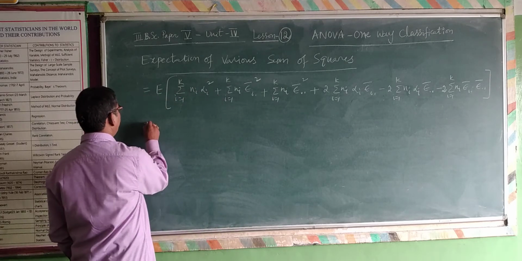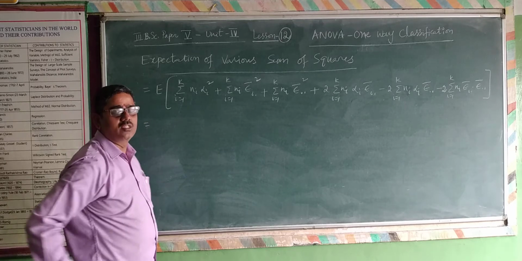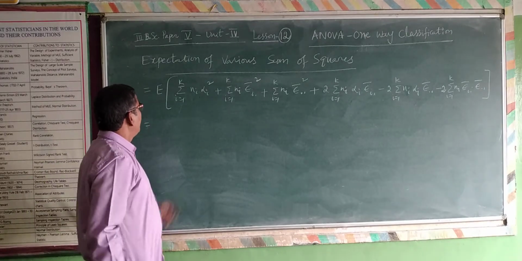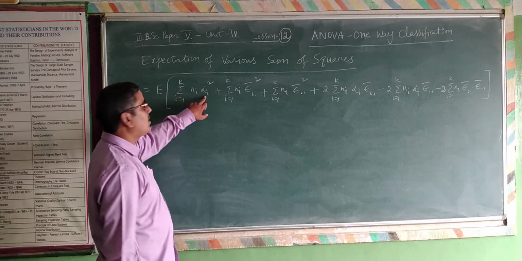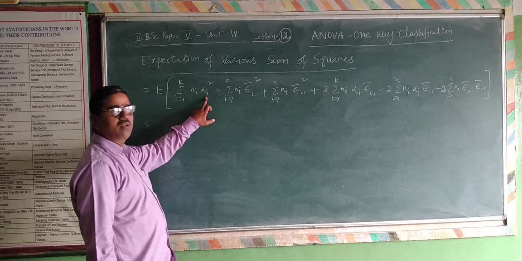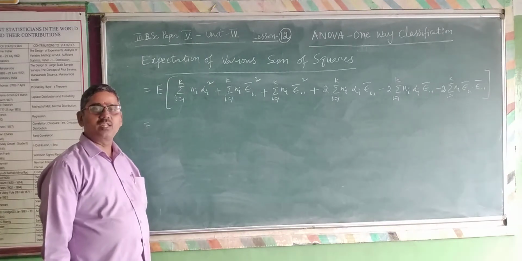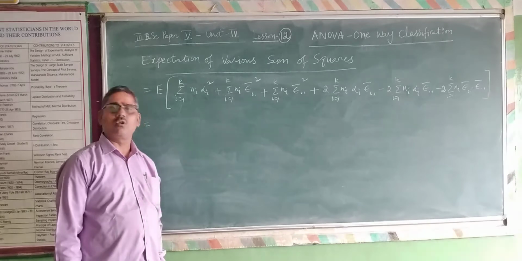Now I take expectations for all the terms. So what will you have? Expectation of summation ni alpha I square: ni alpha I square is a constant and does not depend on the expectation. The expectation of a constant is a constant.